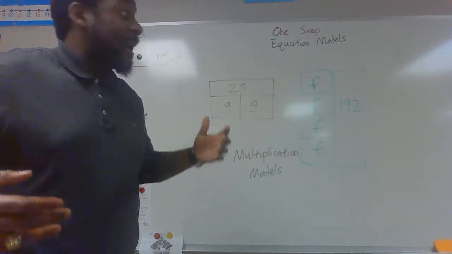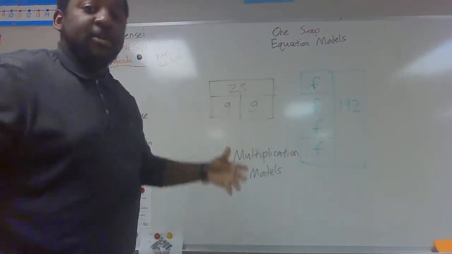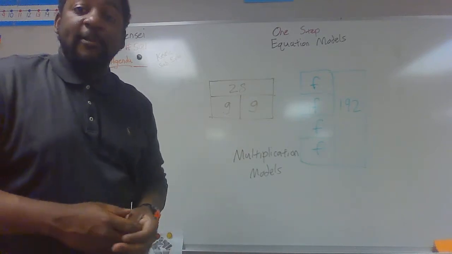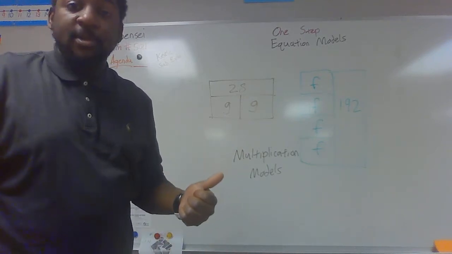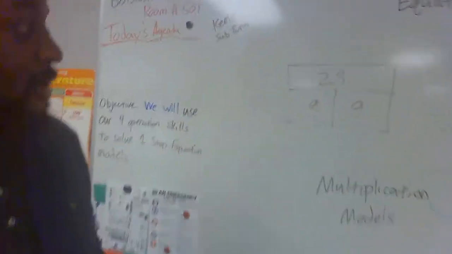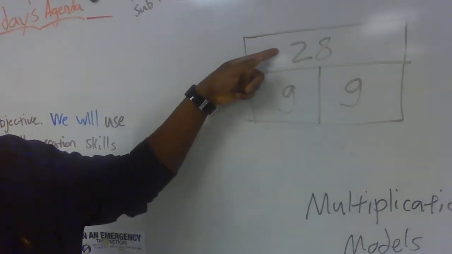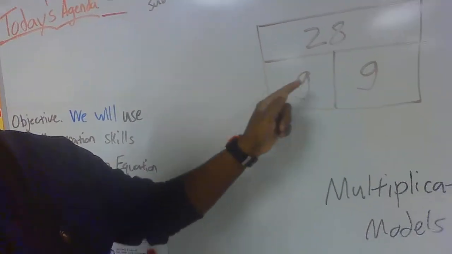So y'all, the hardest part about this is really just taking the equation out of the picture, because once you have the equation, we're just doing one-step equations like we've been practicing for the last week or so. Looking at this first problem here, I have a 28 up top, and I have two g's. So a couple ways to write this equation.